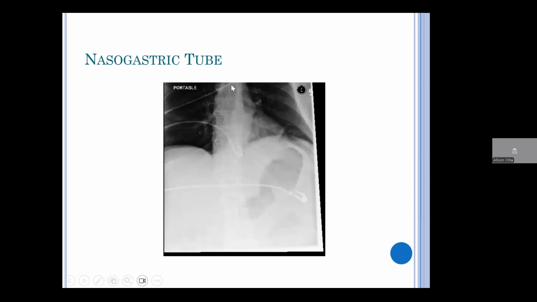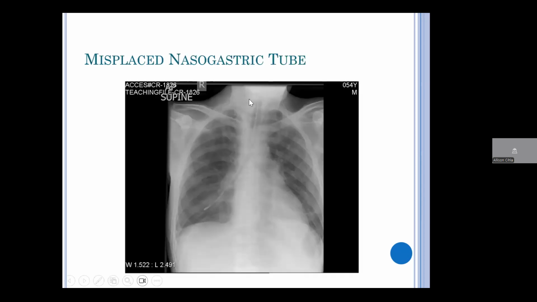It is difficult to see, but it does terminate here in the stomach. It's this line right here. This is a misplaced nasogastric tube. Instead of staying in the esophagus, this one went into the trachea. You can see this line right here goes into the trachea, right into the right main stem, and then right into the right lower lobe.